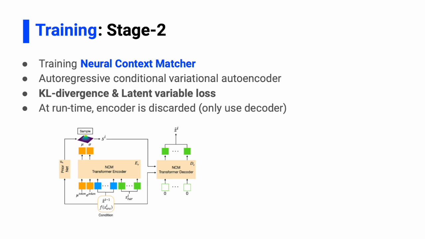NCM transformers take the previous character feature and the current source context feature to reconstruct the context-matched target character feature. It uses KL divergence loss, which deals with latent variable distribution, and latent variable loss, which minimizes the difference between the decoder-generated target feature and the real target feature. At runtime, the encoder is discarded and only the decoder is used.